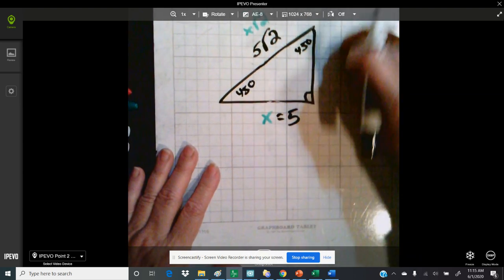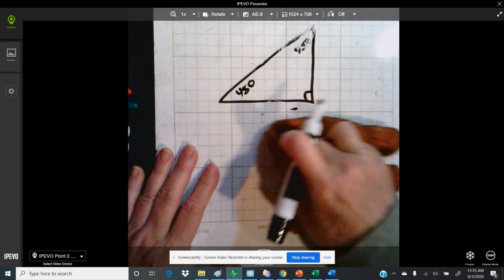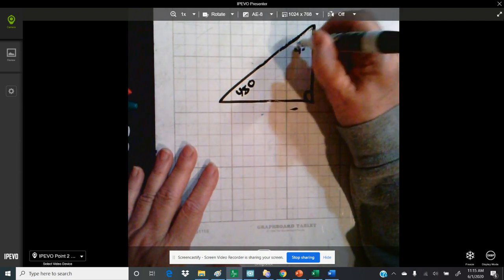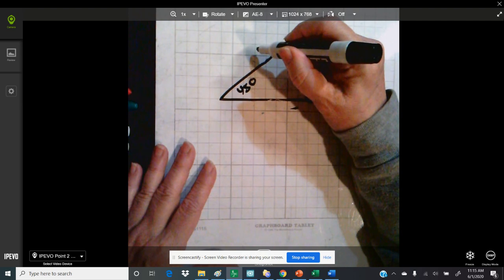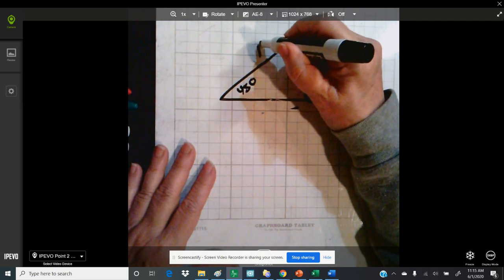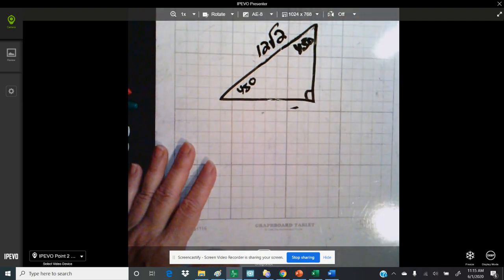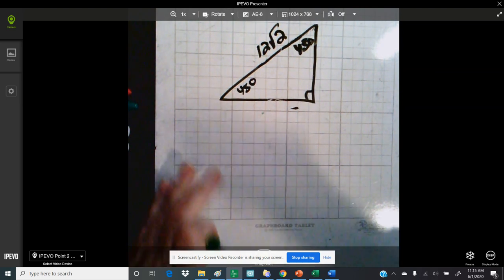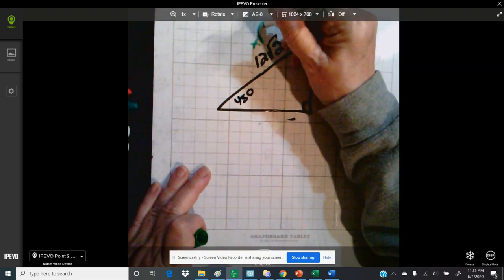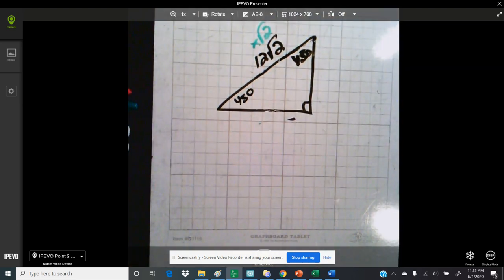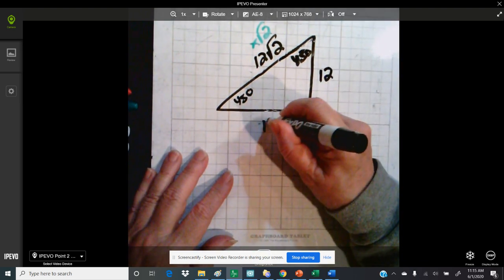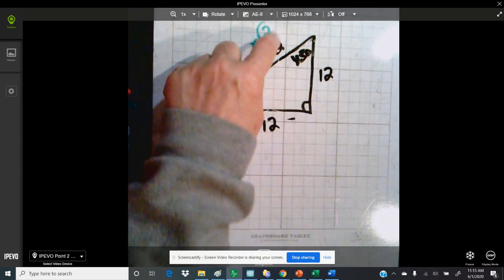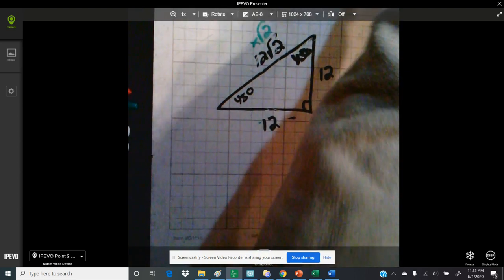Let's try another one. Again, you're being told it's a 45, 45, 90 triangle. Let's say this one is 12 times the square root of 2, and you want to know the other two sides. Again, you know that this is X times the square root of 2. So if you divide by the square root of 2, you know X has to be 12. So this would be 12, and this would be 12. When the hypotenuse has a square root of 2 on it, it's pretty straightforward.